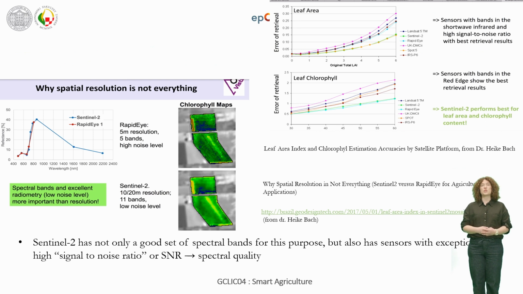Here is an investigation which compares the satellites Sentinel-2 and RapidEye. They are different in spatial resolution but also spectral resolution. RapidEye has 5 bands, while Sentinel uses 11 bands and has a low noise level compared to RapidEye. The authors use satellite data to predict leaf area index and leaf chlorophyll. Sentinel-2 and RapidEye with SPOT 5 appear to be best. Sentinel performed best for leaf area and chlorophyll content according to its high signal to noise ratio, so very good and almost excellent spectral quality. Regarding that, spectral bands and excellent geometry are more important than resolution.